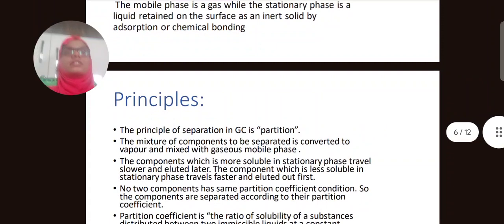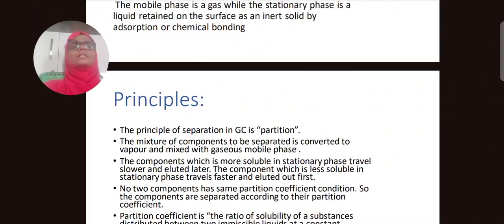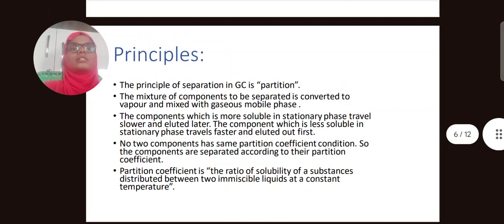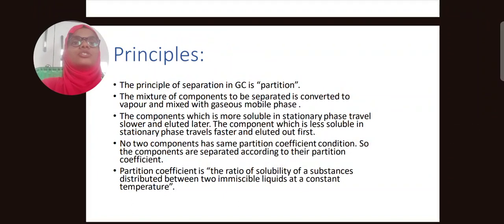And next one, principles. The principle of separation in gas chromatography is partition. The mixture of components to be separated is converted to vapor and mixed with the gaseous mobile phase. The components which are more soluble in the stationary phase travel slower and elute later. The component which is less soluble in the stationary phase travels faster and elutes out first.